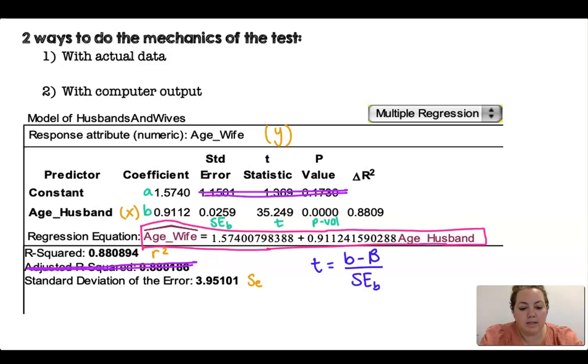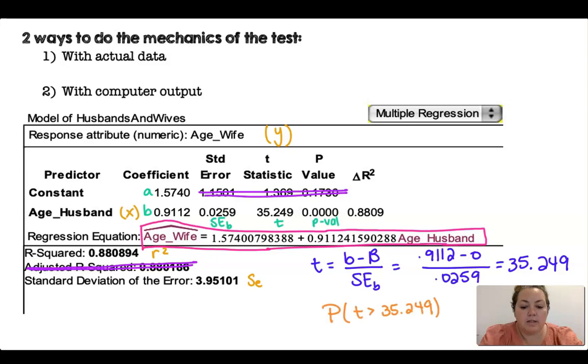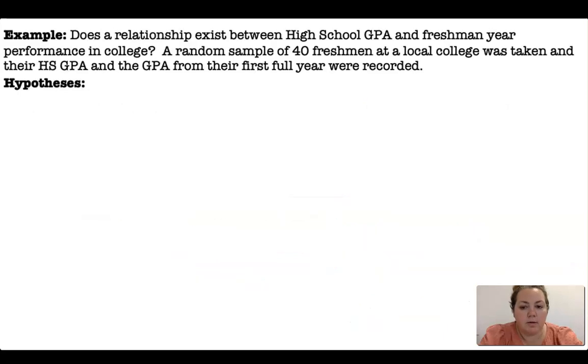All right, our test statistic formula here, we'd get 35.249. If we plugged in b, and beta is going to be 0, and then the standard error of the slopes, we can get our test statistic. And then we can get our p-value by plugging in the test statistic and doing a tcdf. And we get about 0, or we can just look at it from the table. So they told us that the p-value is 0.0000, basically 0.